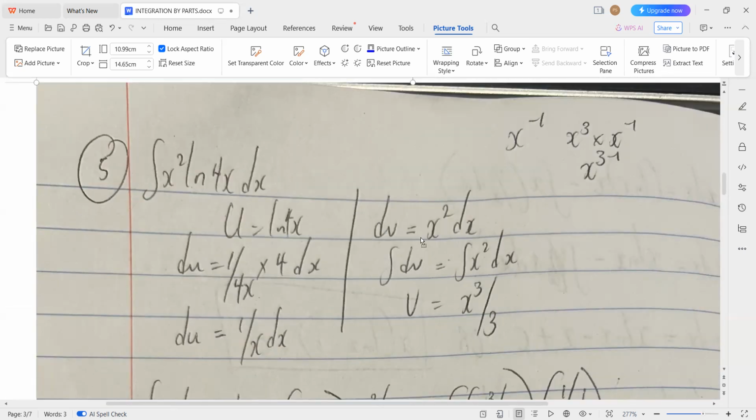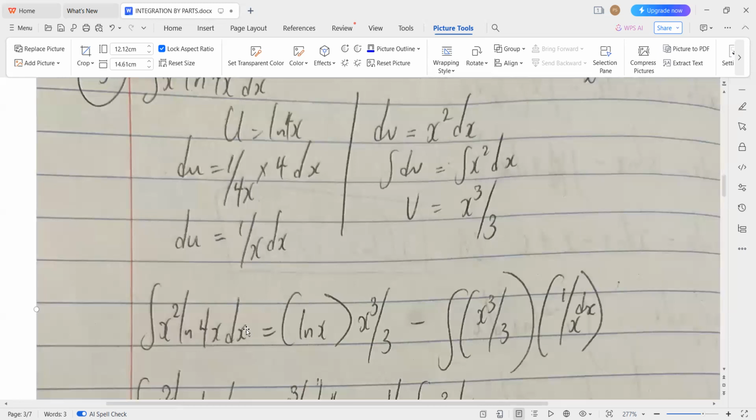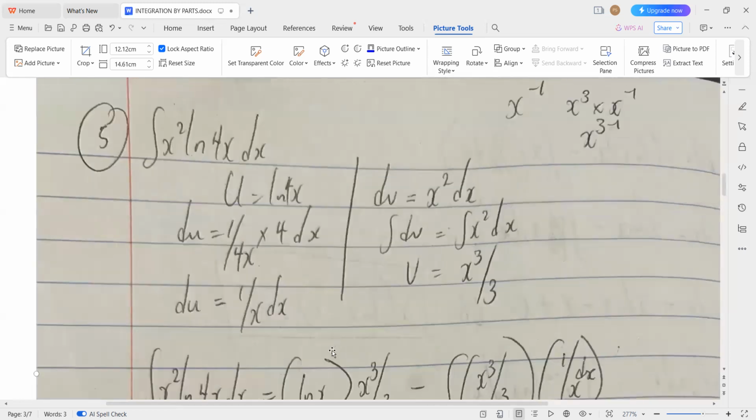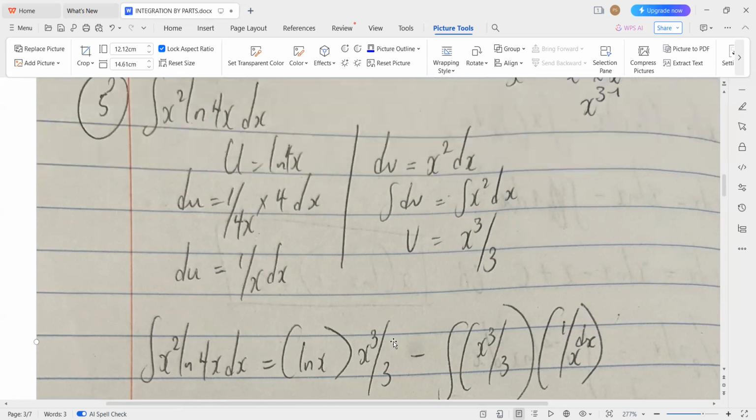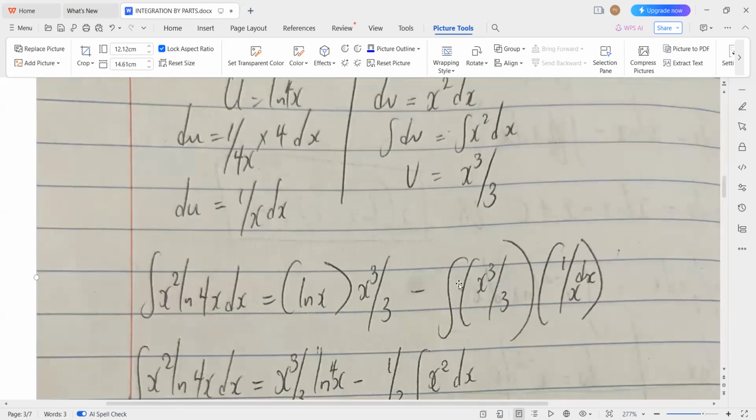Then the integral of x squared gives you x cubed over 3. Now we are going to just use the formula. So you say u is what? u is natural log. Sorry, I didn't put the 4 here. So natural log of 4x times x cubed over 3 minus the integral of x cubed over 3 times 1 over x dx.